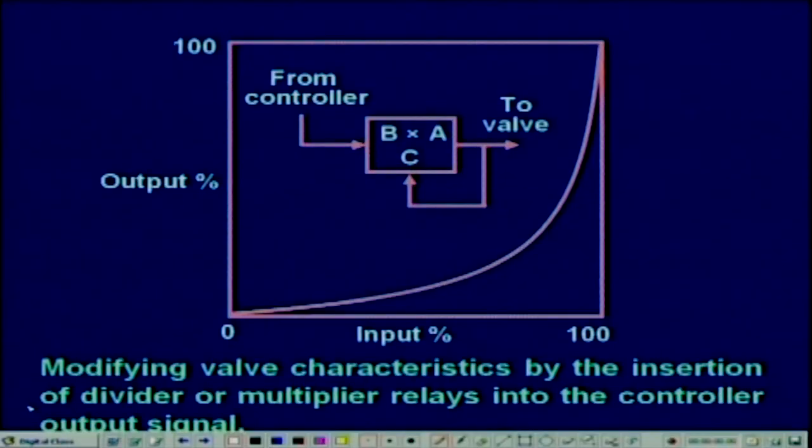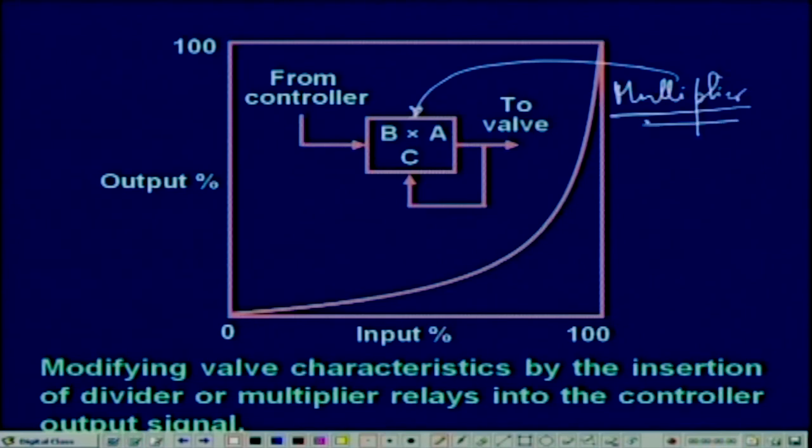So what I am trying to say is that there is an electronic controller whose output is going to the valve actuator. The valve stem is being moved by some mechanism called an actuator, as we shall see. So this is going to the actuator. Now between this controller and the actuator, sometimes we can put some signal processing blocks, which in this case is called a multiplier relay. Right.